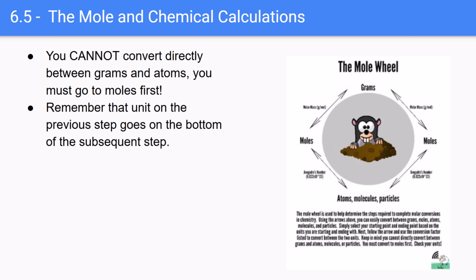So the biggest thing here with the mole wheel is identify where you're starting and where you're going. So let's say I want to go between moles and grams. Well, notice that there's an arrow between moles and grams that says molar mass, so I'm going to use the molar mass that's found on the periodic table. If I want to go between moles and atoms, molecules, or particles, I'm going to utilize Avogadro's number. But notice that if I'm going between atoms, molecules, or particles, and I want to go to grams, I cannot do it directly. I have to go to moles first, because you don't want to cut the mole in half, because the mole's going to have a really bad time.